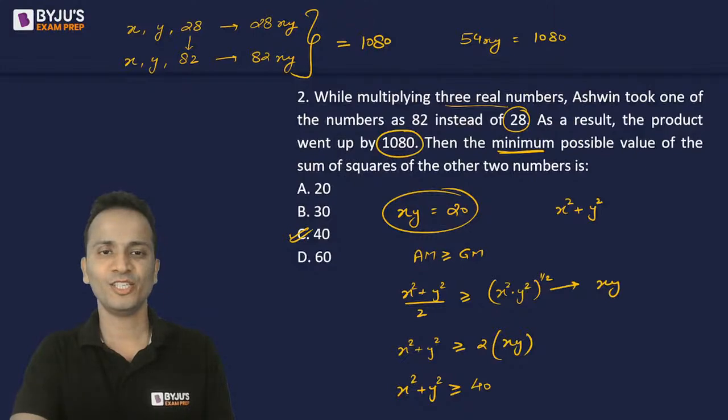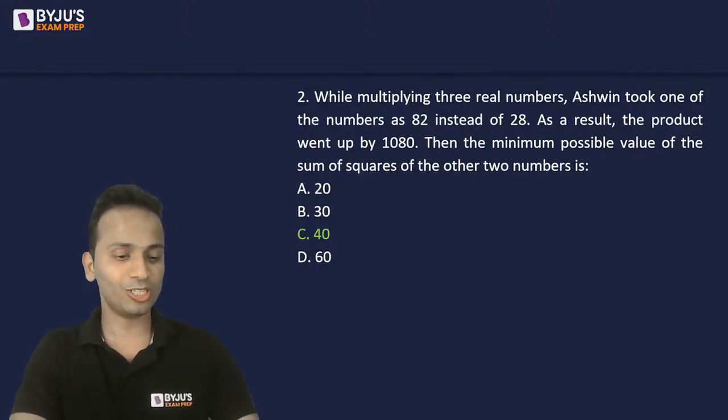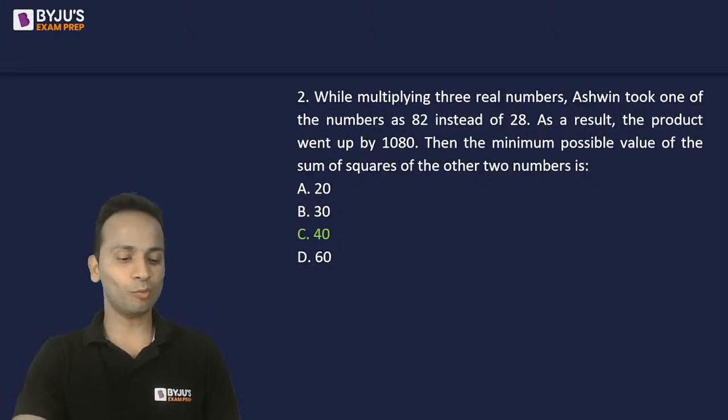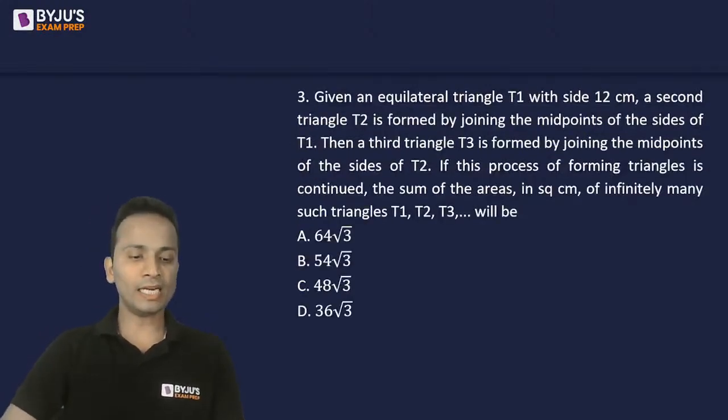Absolutely. Okay. So option C is the correct answer, which is correctly given by Kush. Oh, I didn't understand the statement. So Kush, how did you calculate the answer? Okay, never mind. So option C, 40 is the correct answer. Okay. Let's move on and look at the next.